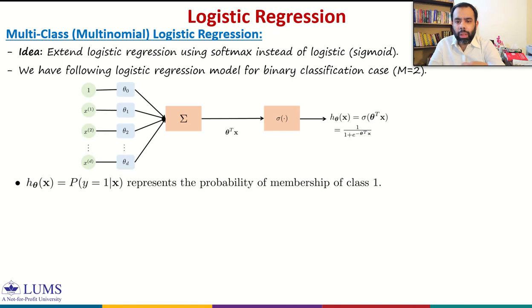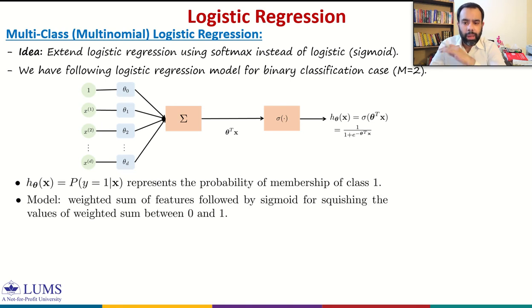If I summarize the logistic regression model for binary classification in one sentence, it is a weighted sum of features followed by a sigmoid for squishing the values of the weighted sum between 0 and 1. So we will extend this concept and build, using a similar analogy, multi-class logistic regression.